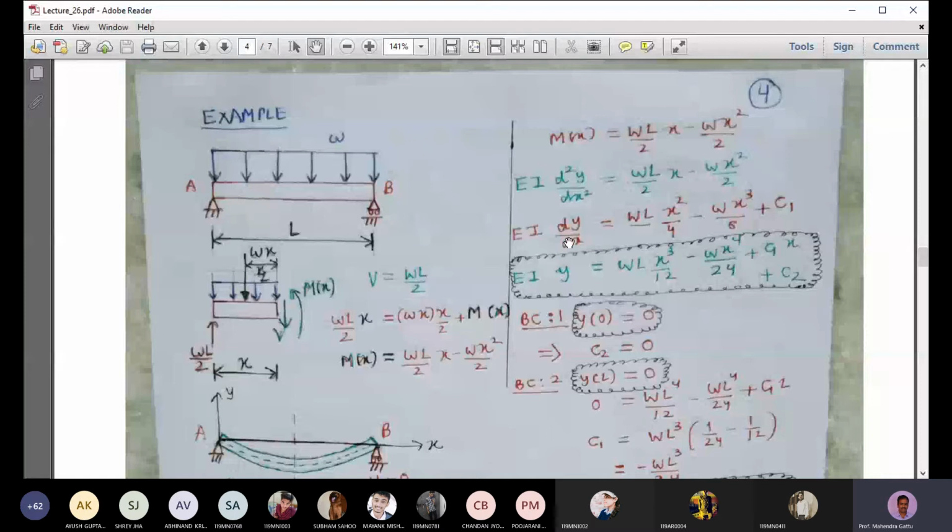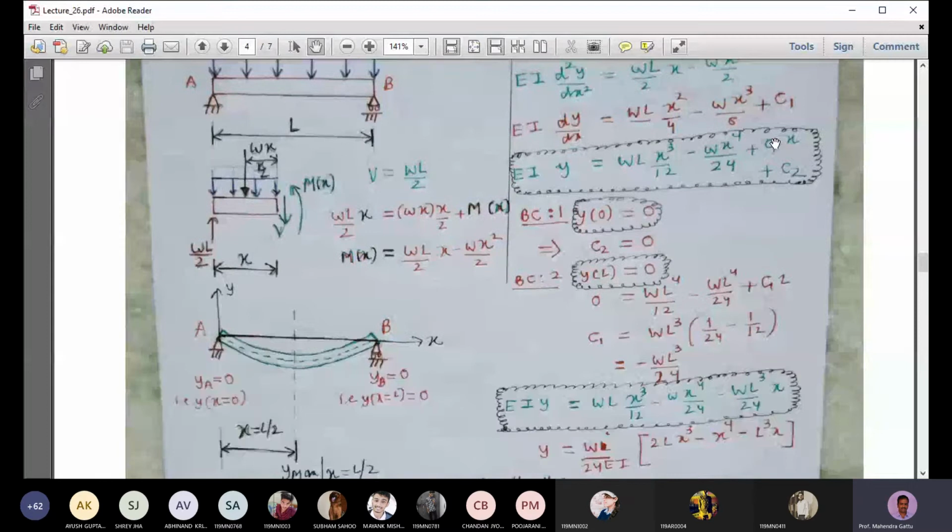If you integrate one more time, we'll get EI y, and x square will be x cube by 3, so wL x cube by 12, and x cube will be x power 4 by 4, so w x power 4 by 6 into 4, which is 24, plus c1 x plus c2. So we have the equation for the deflected shape, and we have two unknowns, c1 and c2. We have to find the two unknowns, so we have to apply our boundary conditions. We need two boundary conditions.